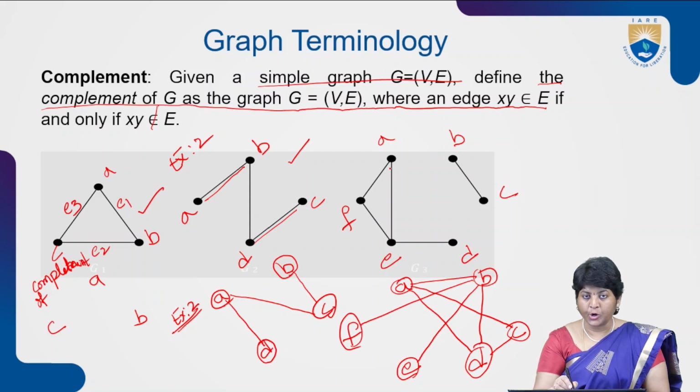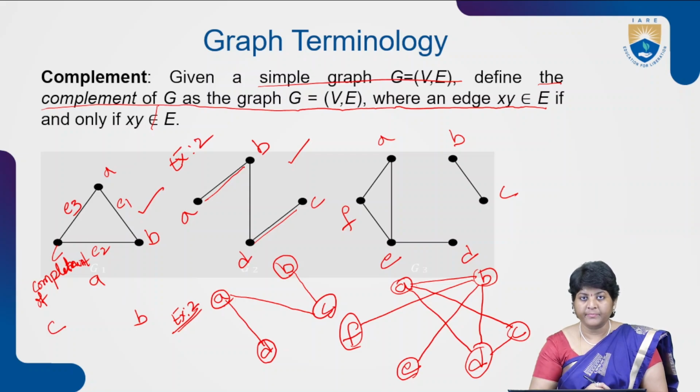B to A is there? No. So we already established B to A. Next, B to F is there? No. We established. This is related to the vertex B. Now come to vertex C. C to D is there? No. So we established C to D. Now C to E is there?